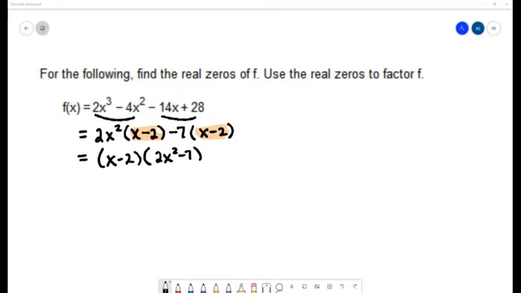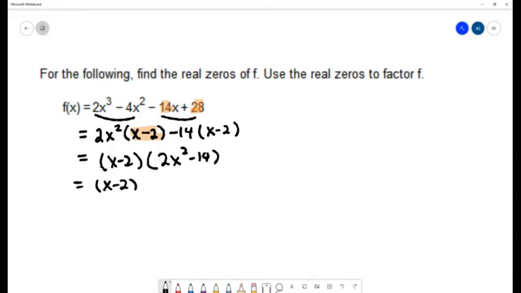I actually made a mistake here, so let me go ahead and correct it. I said there was a common factor of 7, but actually 14 goes into both of those. I was just trying to go too fast, so let me correct that. So there's actually a factor of 14 that goes into both of those. I'll factor out a negative 14, and I would be left with x minus 2. So that would give me x minus 2 times 2x squared minus 14.